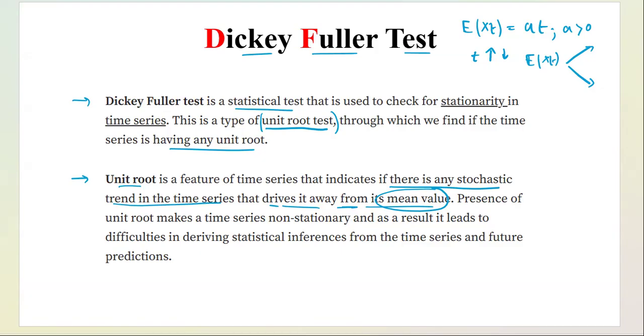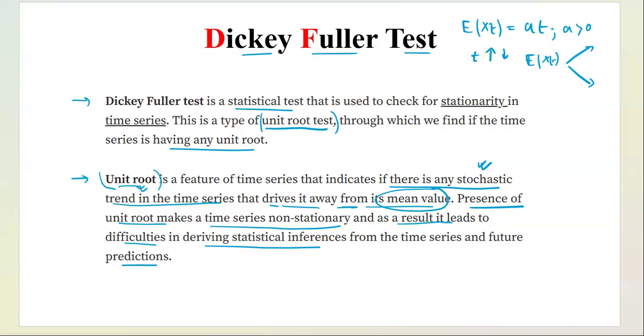A unit root is a feature in the time series that indicates whether there is any stochastic trend in the time series or not. And if this stochastic trend exists, the time series becomes non-stationary, as simple as that. So that is what is written here: the presence of a unit root makes a time series non-stationary. As a result, it leads to difficulties in deriving statistical inferences and future predictions.